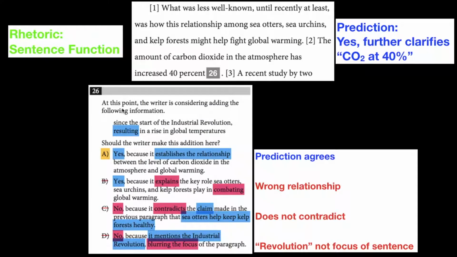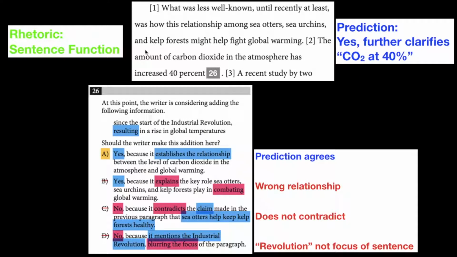At this point, the writer, in question number 26, is considering adding the following information. You have to understand how this functions. A sentence function is really a special kind of rhetoric or argument building. And since the start of the Industrial Revolution, resulting in a rise in global temperatures, right here.